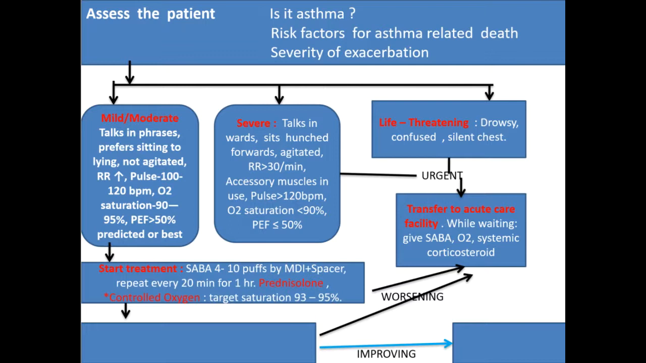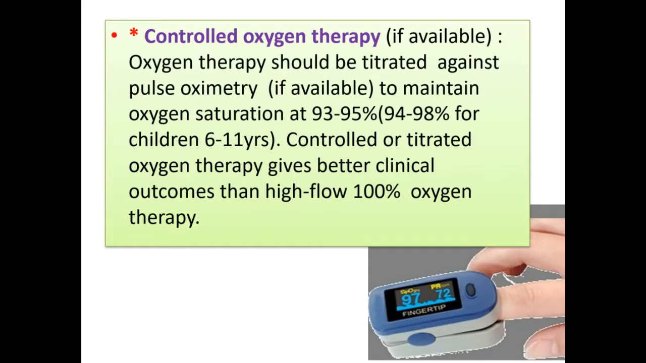Start treatment: SABA 10 puffs by MDI plus spacer, repeat every 20 minutes for 1 hour. Prednisolone, controlled oxygen, target saturation 93-95%. Continue treatment with SABA as needed. Assess response at 1 hour or earlier, and assess for discharge.